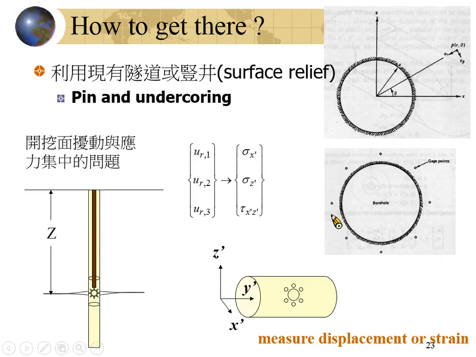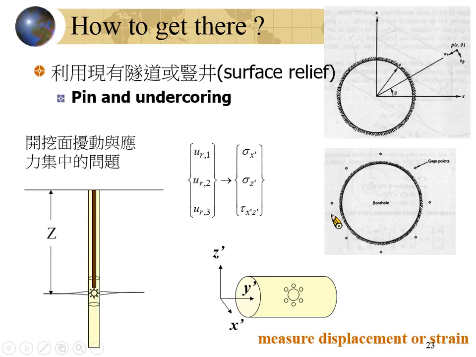For those kinds of methods, no matter whether it is the undercore or overcore technology, they will be categorized into the so-called relief method. You try to relieve the stress and measure the displacement or deformation, and you try to back calculate the in situ stress. For these two kinds of approach, we call it the surface relief.